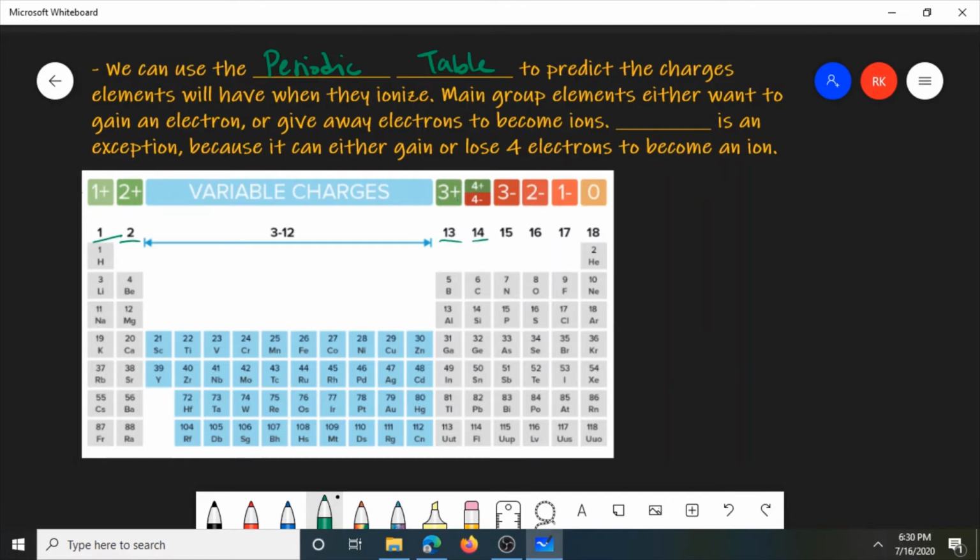The elements in groups 15, 16, and 17 all want to gain electrons so they can have a net negative charge. However, carbon is an exception because it can either gain or lose 4 electrons to become an ion.